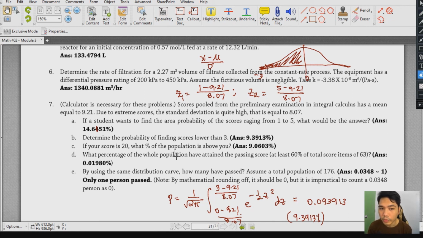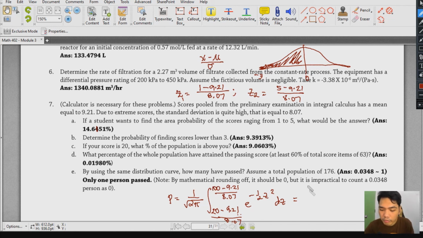So, if your score is 20, what percent of the population is above you? So, kung ano ba yung percentage ng population above you, you can have the lower limit as 20, okay? And then, ano kaya yung upper limit natin? Kasi hindi naman natin alam yung highest score dito. So, from that, you can test values here. Kung halimbawa, gawin natin tong 50. Gawin natin siyang 100 na agad. So, let's say 100 yung ating upper score.